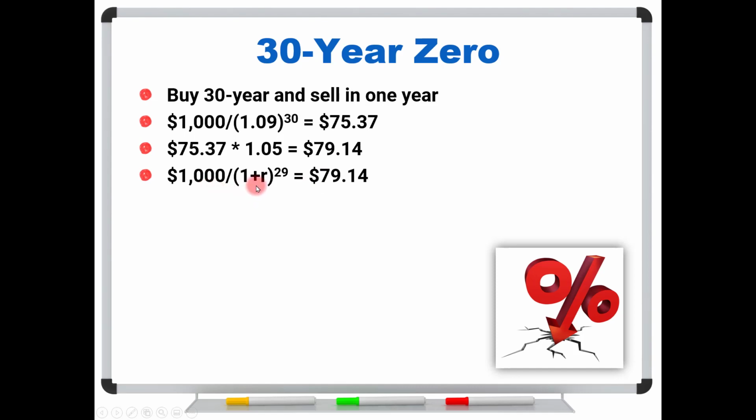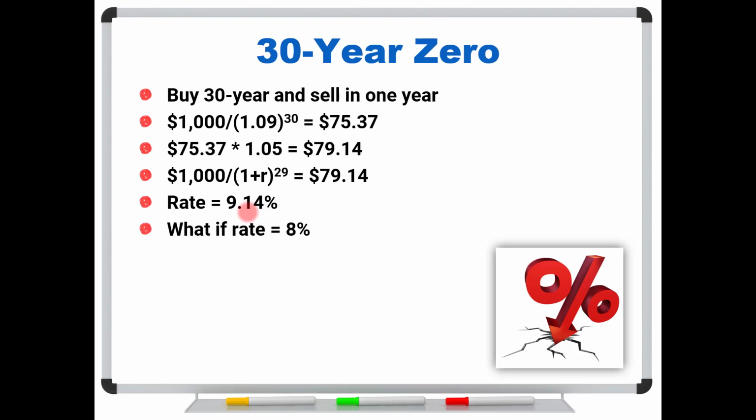$1,000 face divided by some unknown interest rate. Remember, there's only 29 years remaining on this bond. We would need it to equal 79.14. So what is this rate? Well, that rate would need to be 9.14%. So if this bond is priced at 9.14% in a year, not 9% like it is today, then we would be indifferent. We would also make 5% on it.